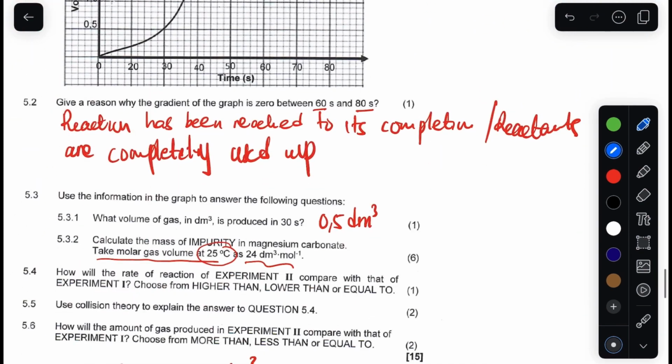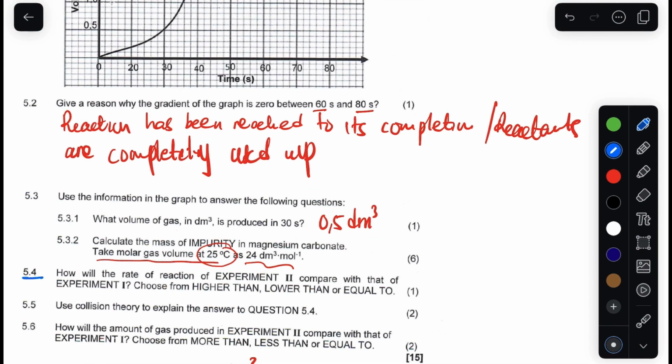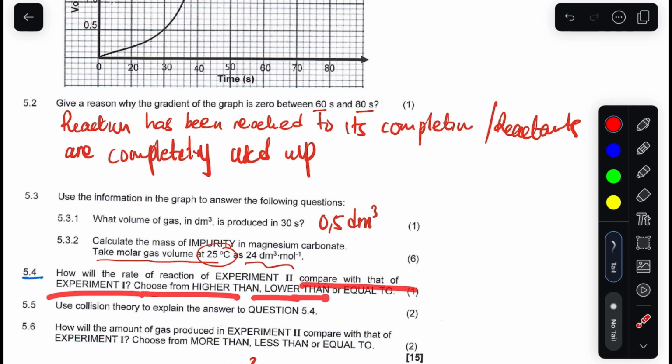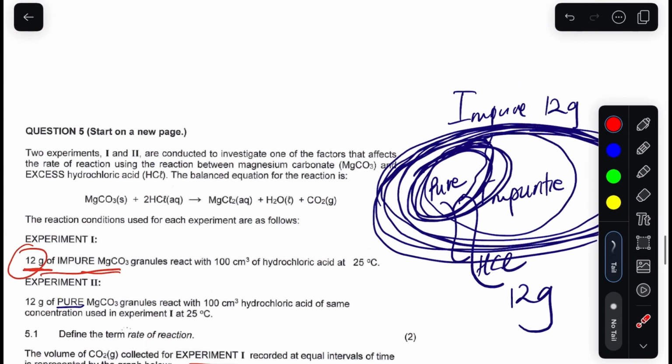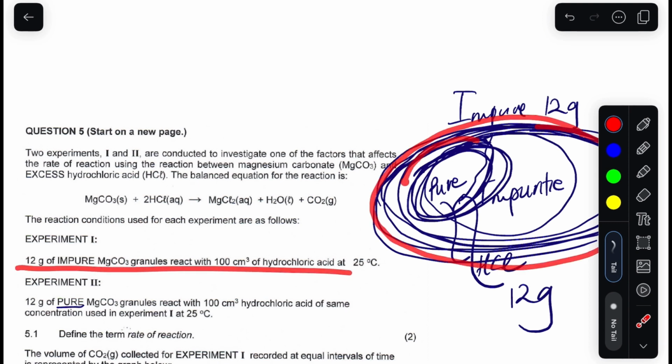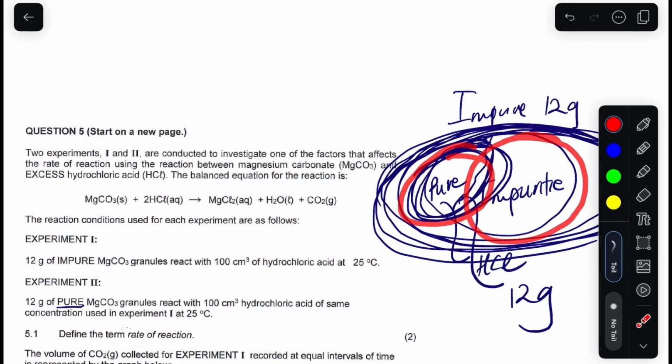The next question here is 5.4. It says, how will the rate of experiment 2 compare with that of experiment 1? Choose higher, lower, or equal to. Let's look at the difference between experiment 1 and experiment 2. In experiment 1, we're given the impure sample, so we used the entire thing: the pure and the impurity.